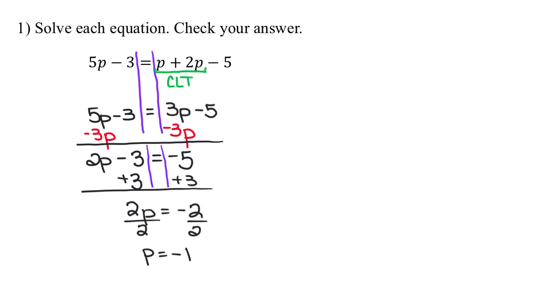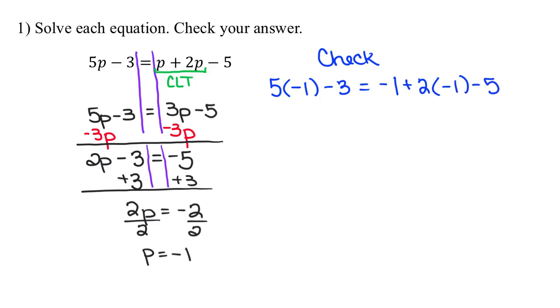So we're going to come back to our original problem, and every p will be replaced with a negative 1. So I have 5 times negative 1 minus 3, and that's going to equal negative 1 plus 2 times negative 1 minus 5. I replaced them. I do have to do each side separately.